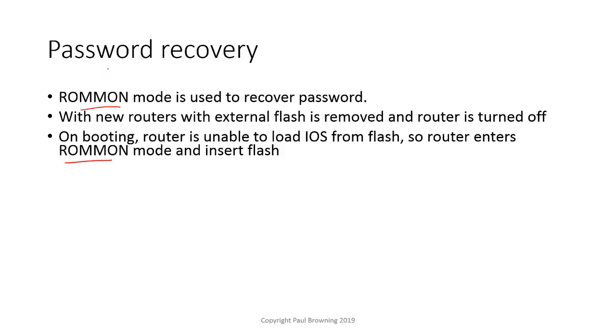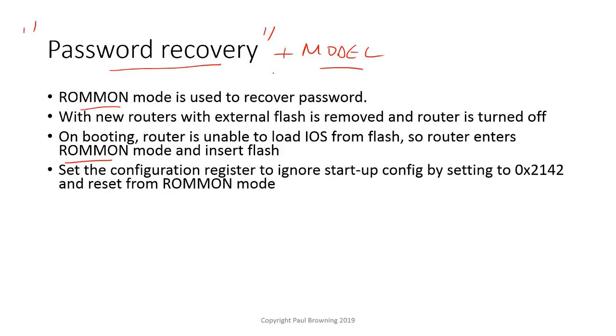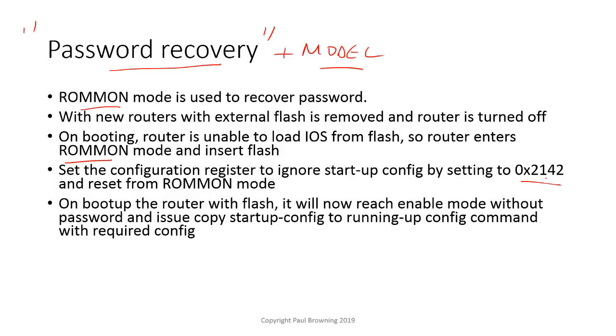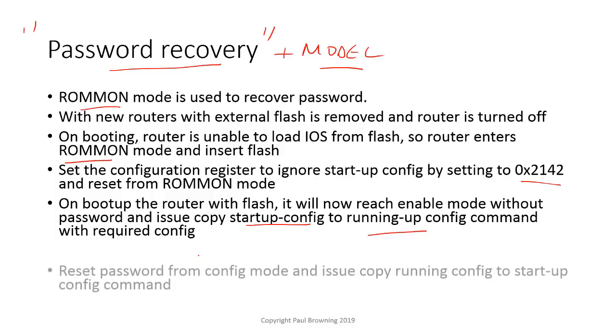The best thing to do is issue the password recovery search on Google and then your model. So whatever your switch or router is, you issue password recovery and then you add the model name and you'll find the documentation. You set the configuration register to ignore the startup files which has got the passwords in, and you do that by making it 2142. On boot up the router with flash, it will now reach enable mode without a password, and then you can issue the copy startup config to running config and then change your passwords.